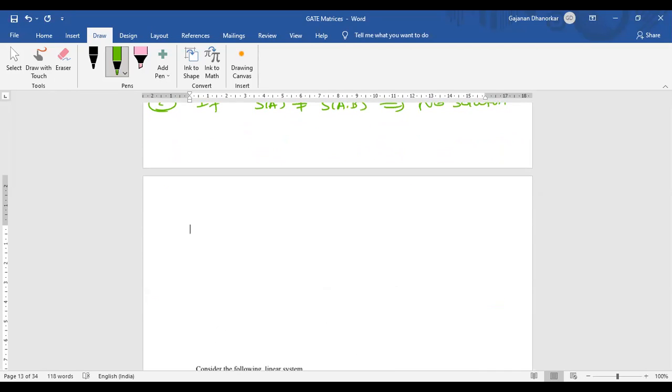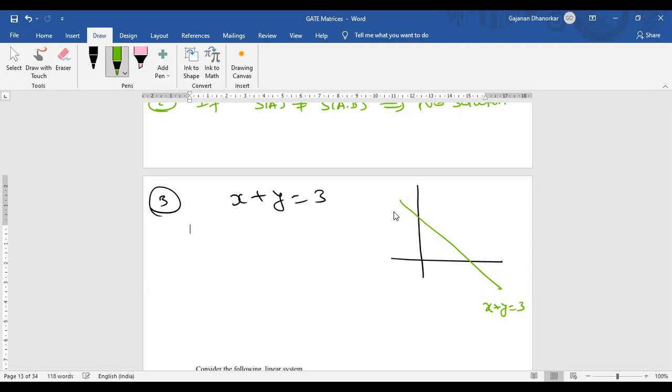I will take one more example. I will take x plus y is equal to 3. This is only one line. How many solutions are there? Any point on this line. X is equal to 1, y equal to 2, this is a solution. Y is equal to 1, x equal to 2, this is a solution. Y is equal to minus 4, corresponding to that, if we take x is equal to 7, we will get a solution. How many solutions? Infinite solutions, because a solution means such an x and y satisfying this equation.